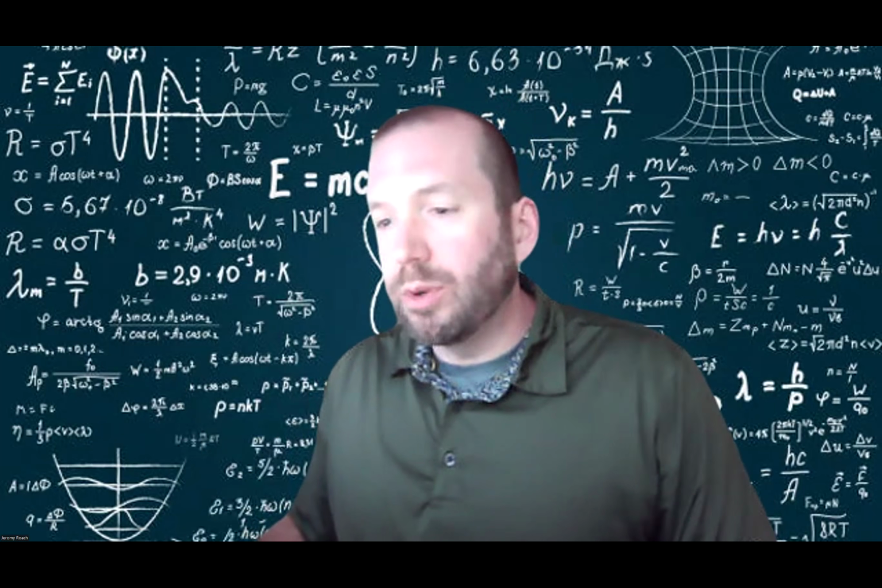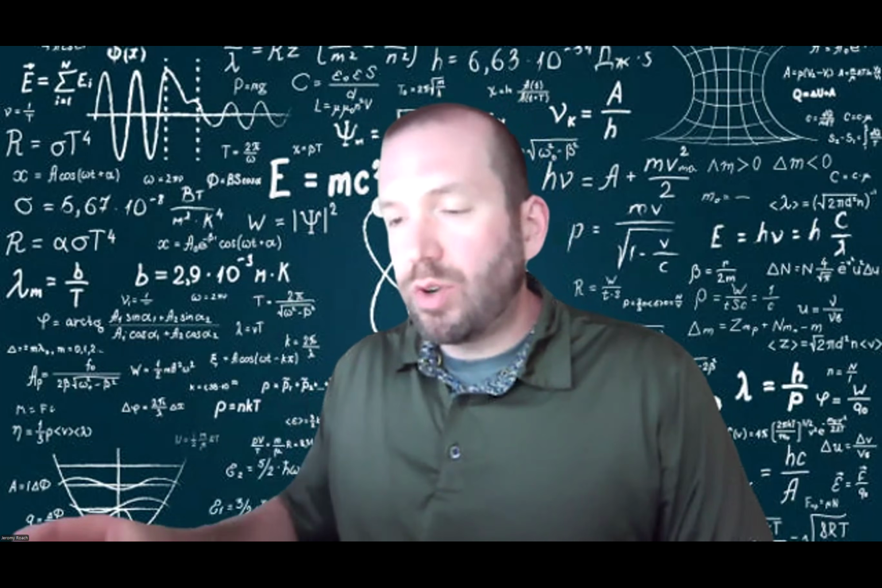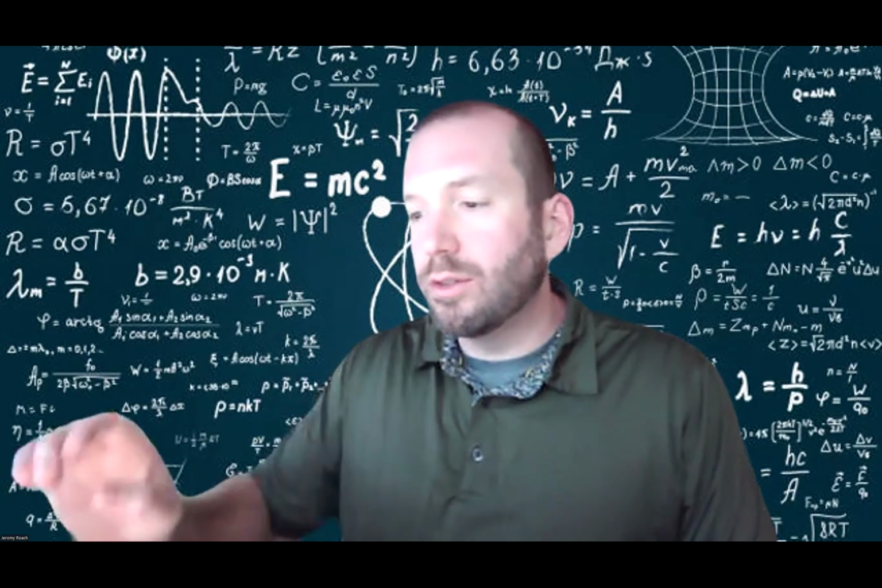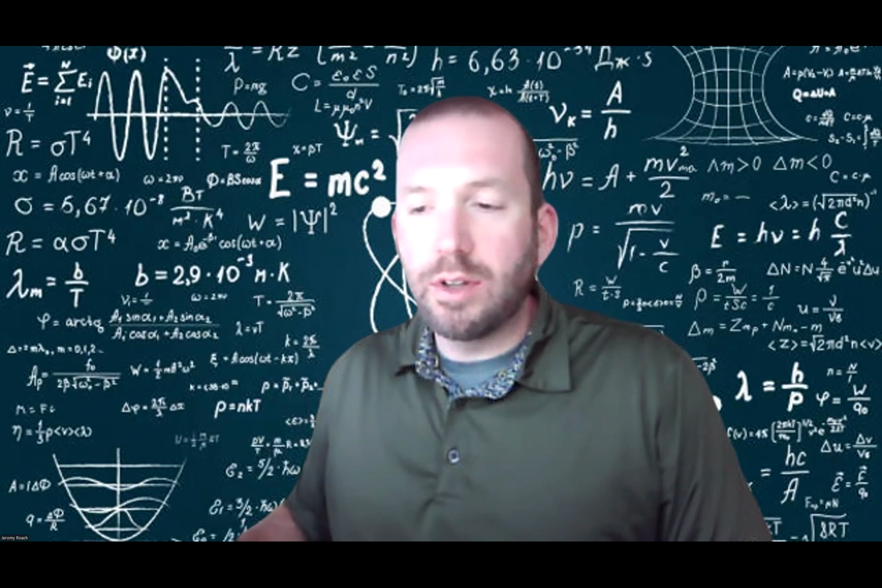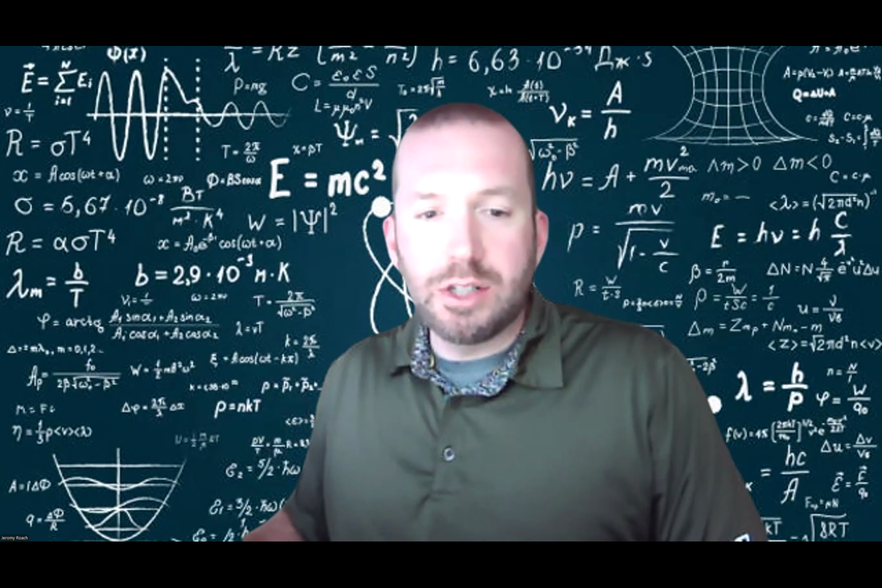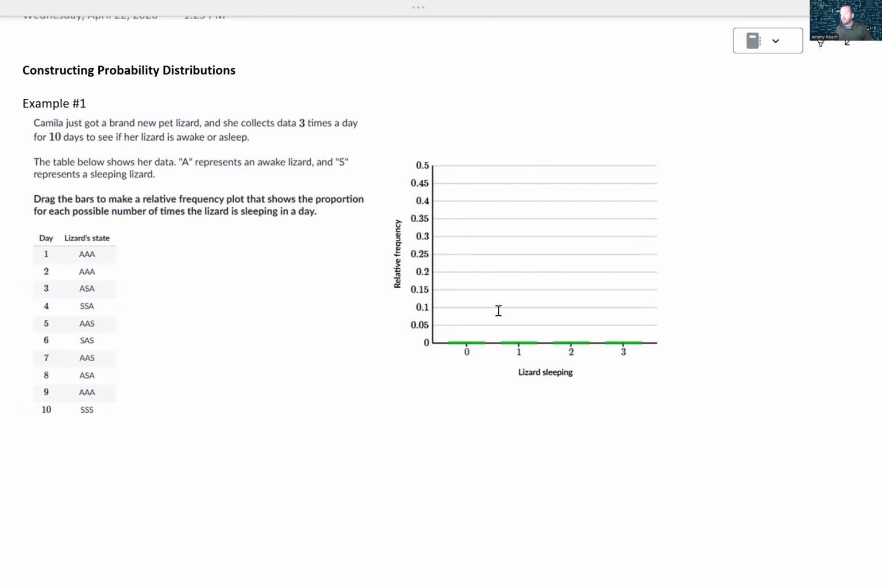So we're going to first start with looking at constructing probability distributions. And some of this first section might be review for you. If it is, I think that's a good thing. So probability distributions ask us to graph the relative frequency of events occurring.